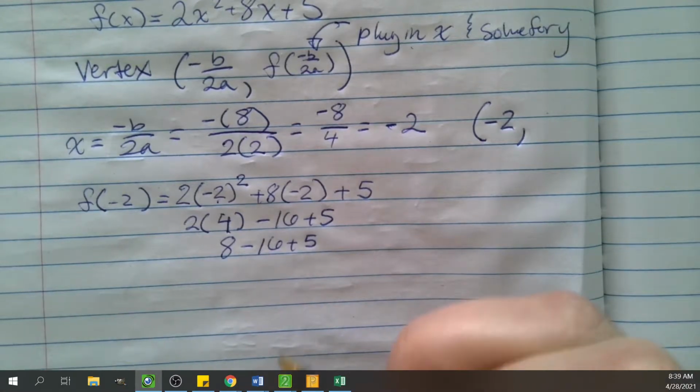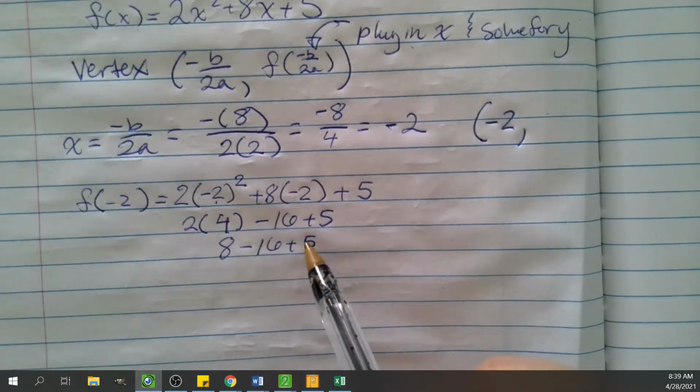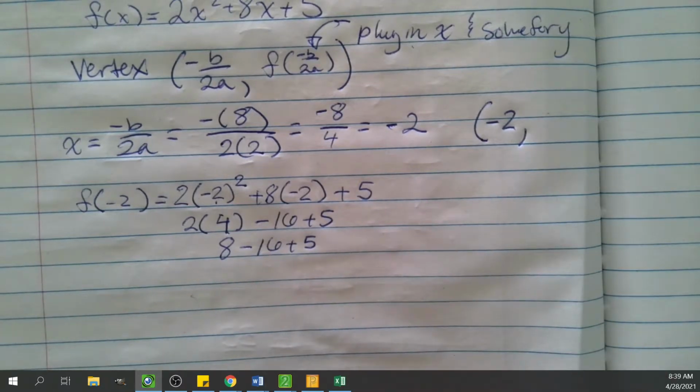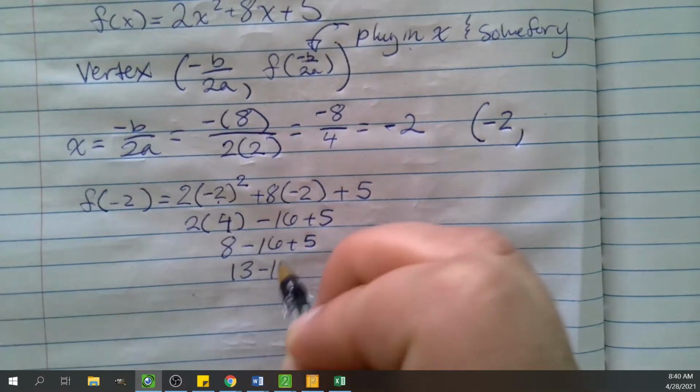Alan? What do you want to put together? You can do the 8 and the 16 and the 5, the 8 and the 5. Doesn't matter. 8 and 5, what's 8 plus 5? Yep. Roland, 13 take away 16?